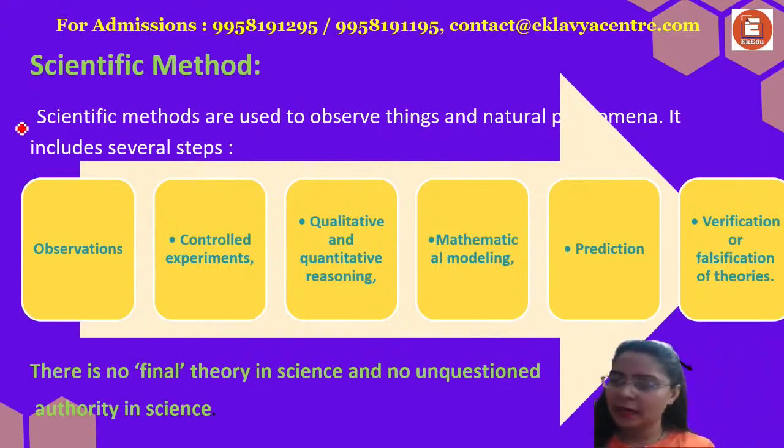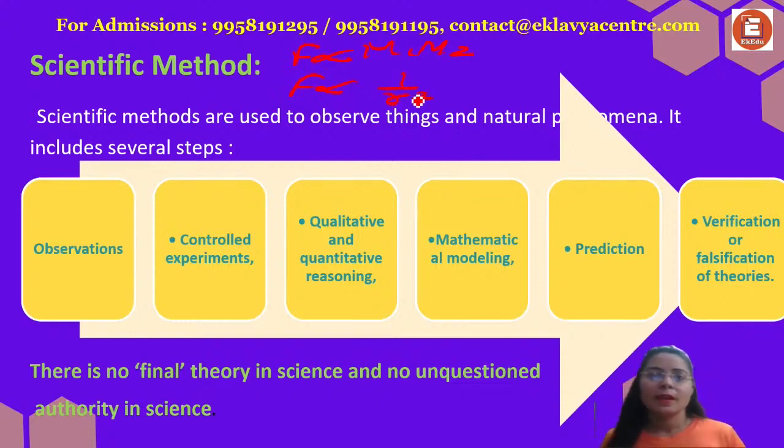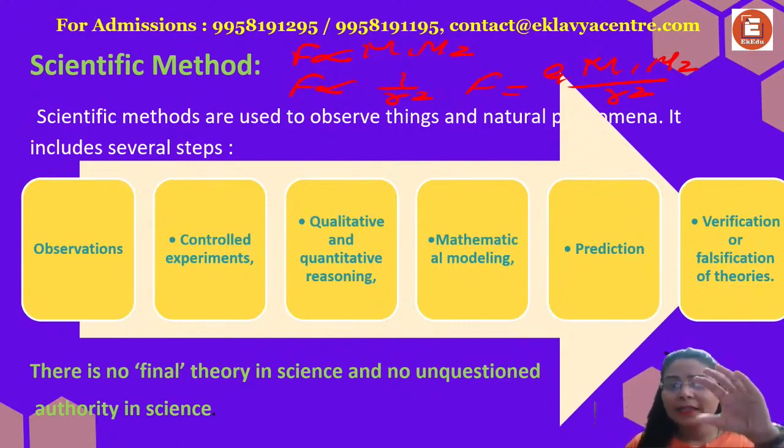With this concept, they said that F is directly proportional to the product of both the masses and inversely proportional to the square of the distance between them. And with this concept, they developed a formula that is called F equals G M1 M2 upon R square. And see, the famous mathematical quantitative and qualitative reasoning came up, and by this reasoning they actually developed a formula.